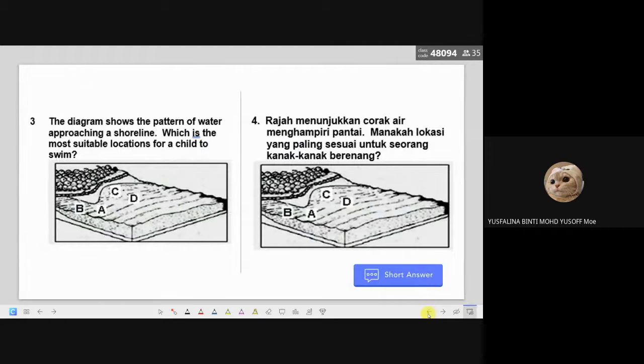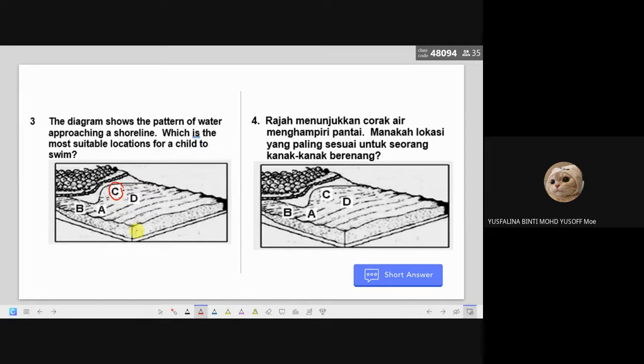All right, so it says here, which is the most suitable location for a child to swim. Usually for a child to swim, of course, the water should be more calm, right? So the water should be more calm. So the answer is C.